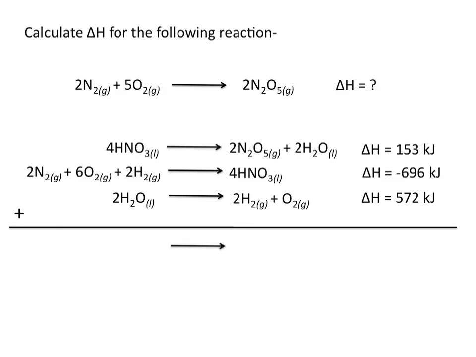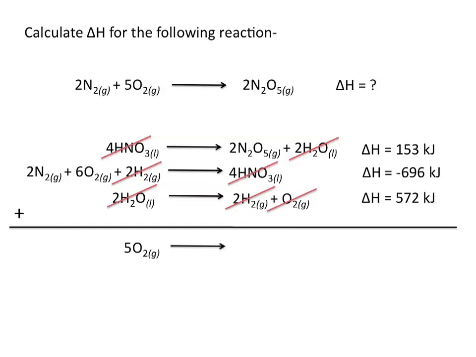Now, if you don't want to write all of this out, you can cancel things that are the same on the reactant side and the product side right away before adding your equations together. And so you'll see that we have 4 moles of HNO3 on the reactant side and the product side, we have 2 moles of H2O on the reactant side and the product side, and we have 2 moles of H2 on the reactant side and the product side.